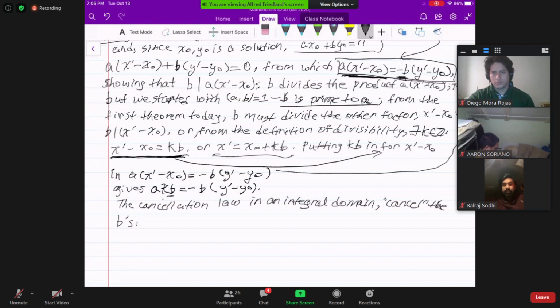So here we have, in this last equation, b on both sides, and in an integral domain, we can cancel non-zero factors and get.